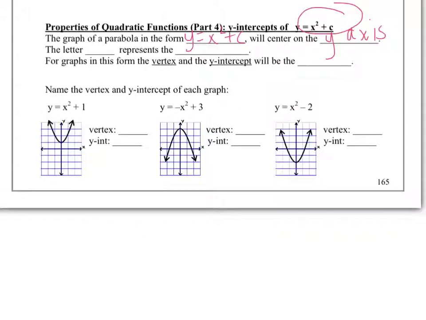The letter C right here represents the y-intercept. Okay? Remember that y-intercepts are where it crosses the y-axis. Okay? So for graphs in this form, the vertex and the y-intercept are going to be exactly the same.